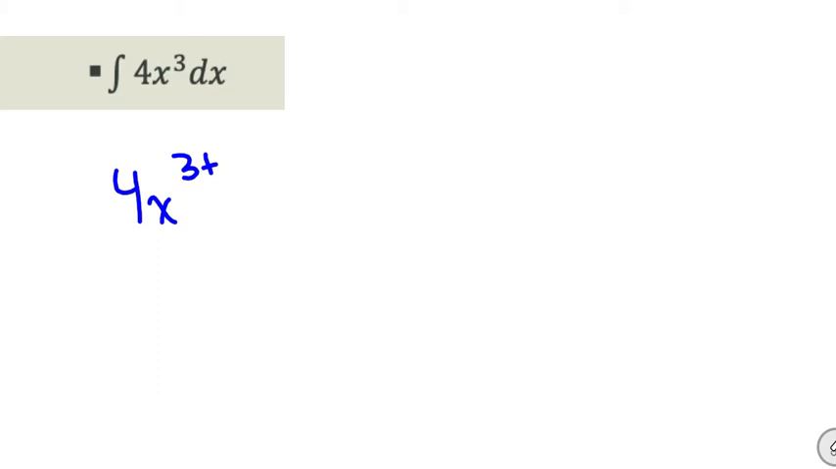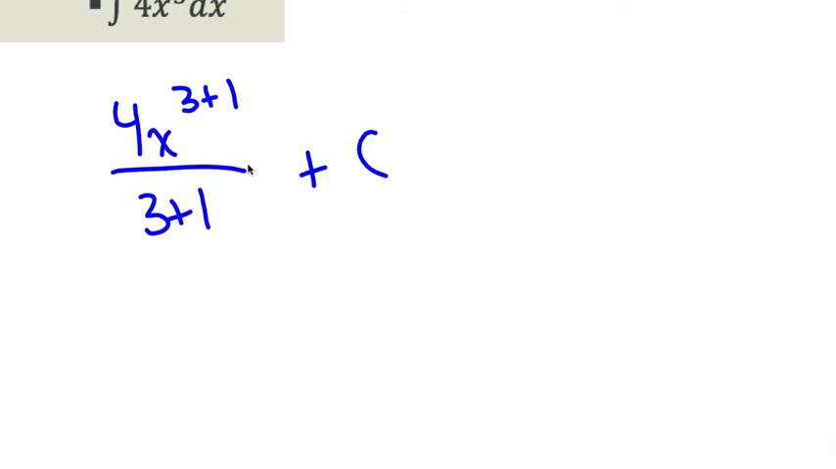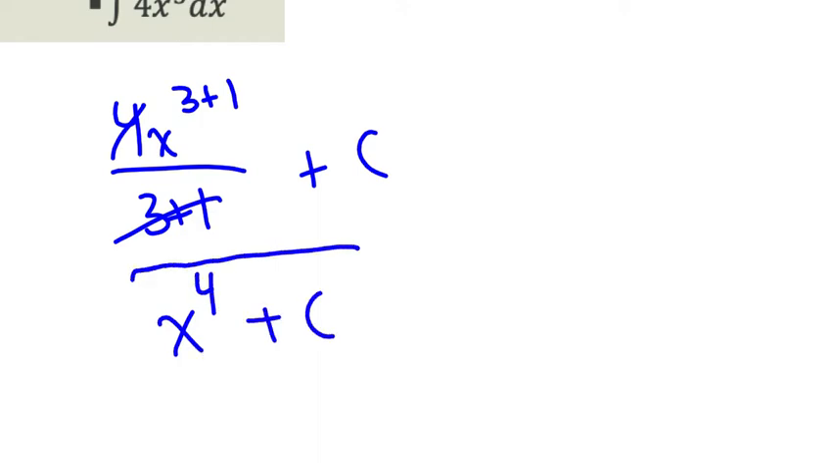I'm already writing the answer down here. We raise this to a power of 1 and then divide by that number. Now you don't really have to do that. You can all add 1 in your head. So 4x to the fourth divided by 4, these 4's cancel, and I'm left with x to the fourth plus some constant.